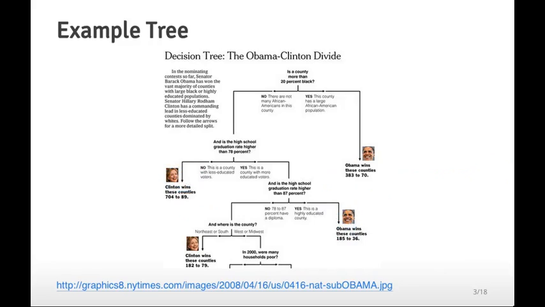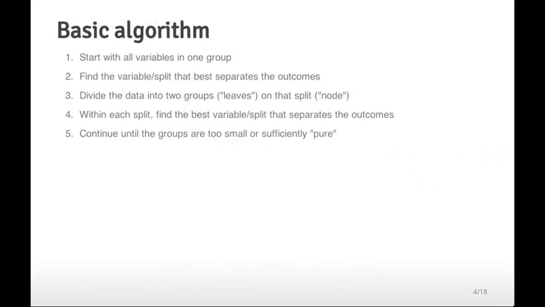So the goal of a classification tree is to do something like this. Build a classifier where you split variables one at a time, and you try to assign the prediction to be the most likely prediction at the end nodes of this tree, which are called leaves. So the basic algorithm is as follows. You start with all the variables in one group, then you find the first variable and split that best separates the outcomes. And when I talk about separating the outcomes, I will talk in just another slide about a measure of homogeneity. Basically, you want each group to have a very homogeneous set of outcomes.